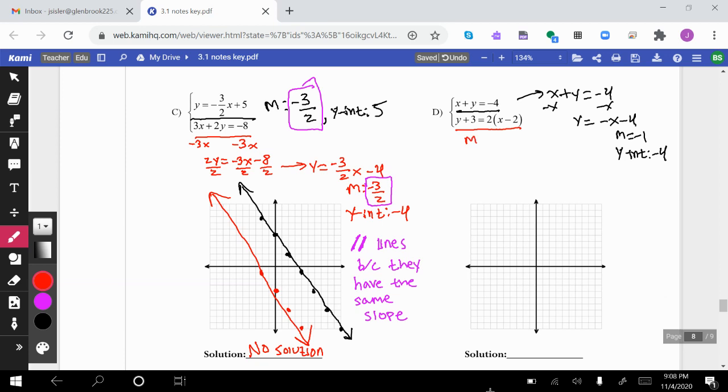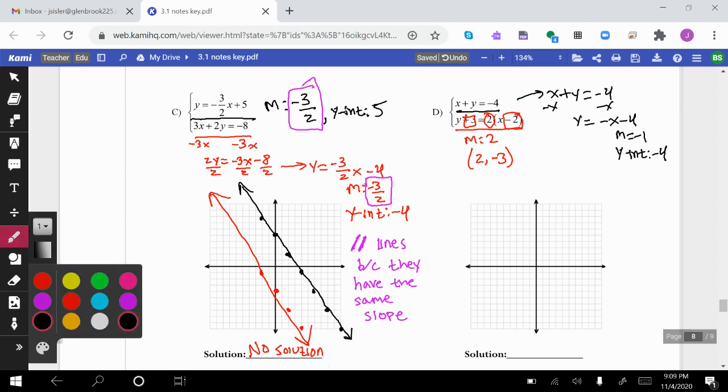And then our second equation is in point slope form. So we can pull the slope out as 2, that comes from there. And our point is going to be 2, -3. And that comes from 2, -3. Okay. So then we're going to plot our equations, right?